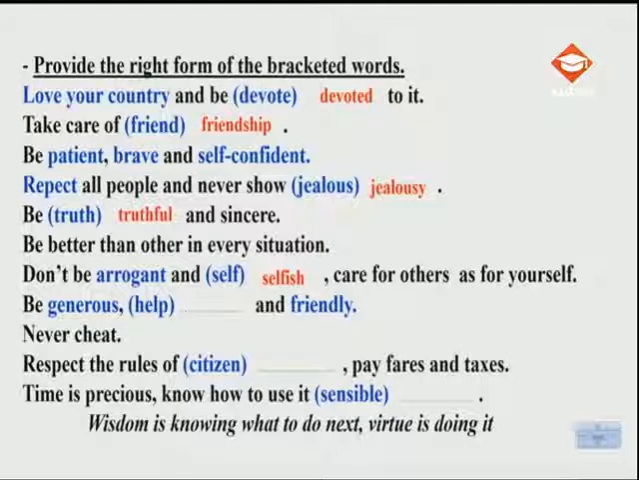Be generous, and be helpful, one L as you said. Then I suggested citizenship for this one. Citizenship, and you gave me logical reason for that. You said it's the state of being a citizen or member in a society or a community. Even member has got the noun or the state noun, membership. So membership, yes. Same suffix. And it was sensibly for this one. Time is precious. Know how to use it sensibly or reasonably. Do you use wisely? Are you using your time sensibly, Maysoon?